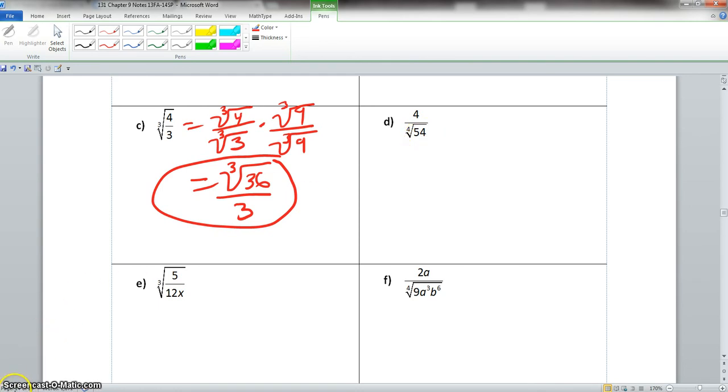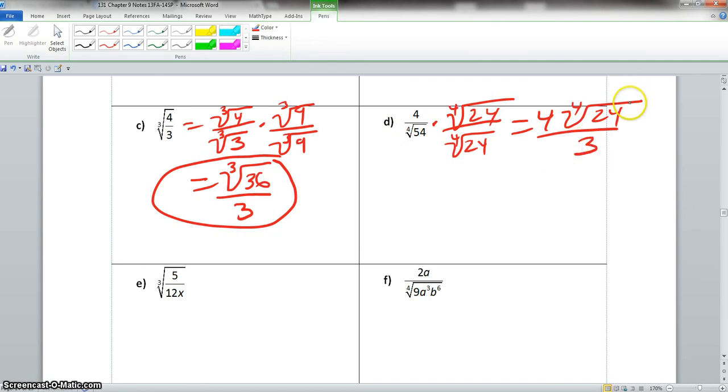Now we will have to multiply the numerator and denominator by the 4th root of 24. And this will give us 4 times the 4th root of 24 all over. This will end up being 3. So this is our final answer here. Actually, this should be 6. The 4th root of 54 times the 4th root of 24 would be 6. So we'll divide both by 2. And this will be 2 times the 4th root of 24 all over 3.